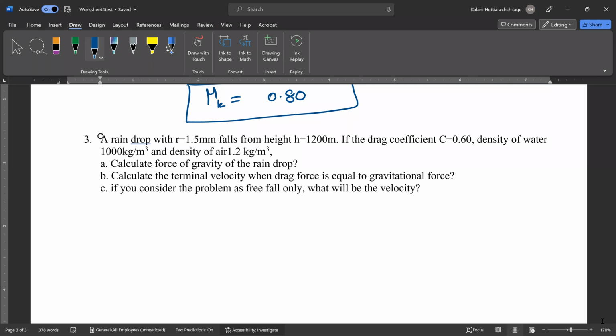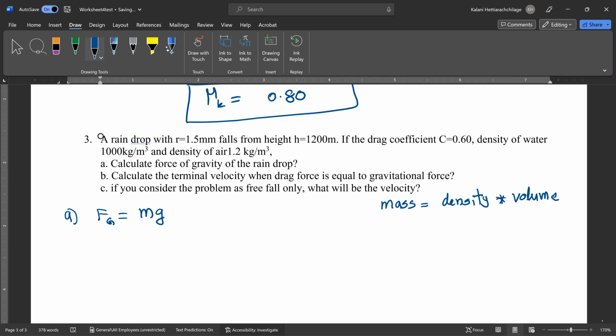So now, the first calculation asks me to calculate the force of gravity of the raindrop. We know we can calculate that using mass and g. Now the problem is, in the question, mass is not given. How do you find the mass? We know how to write the density: density equals mass over volume. Then I can write mass equals density times volume. So if I have information about the density and the volume, I will be able to calculate the mass.